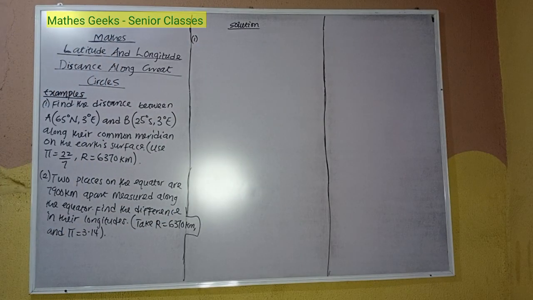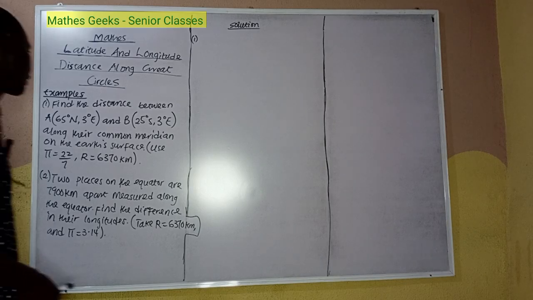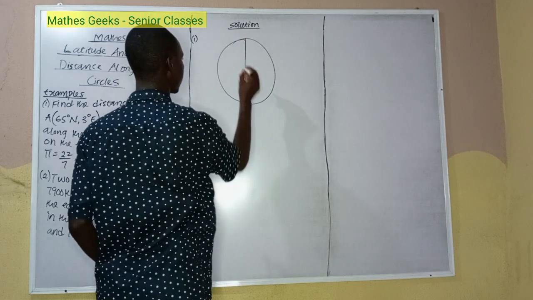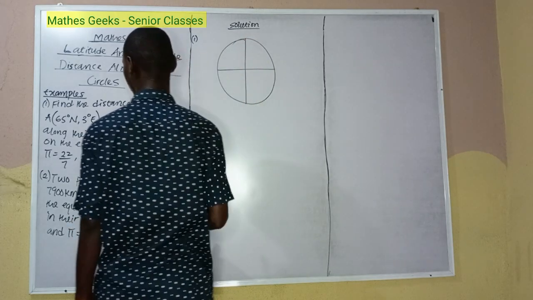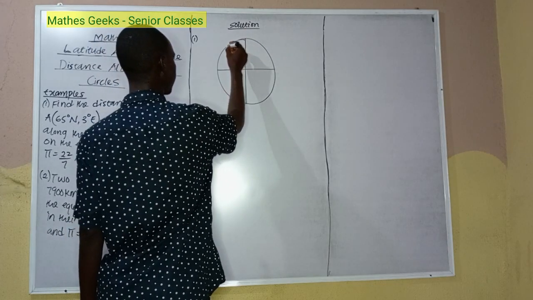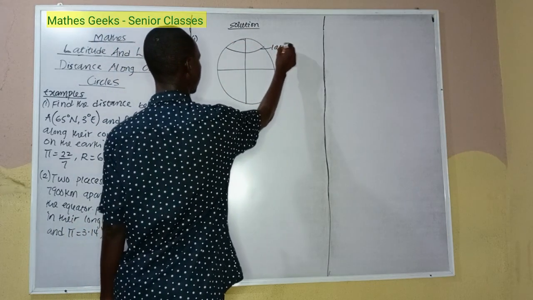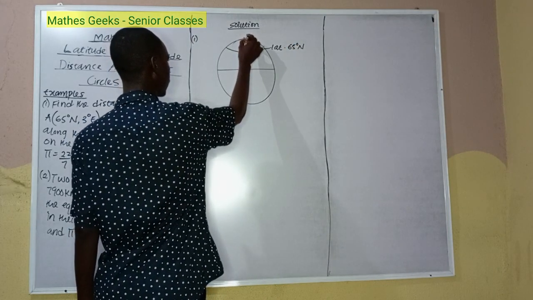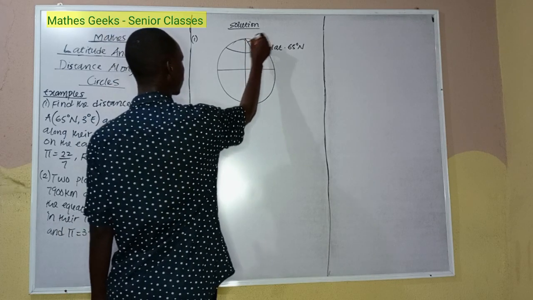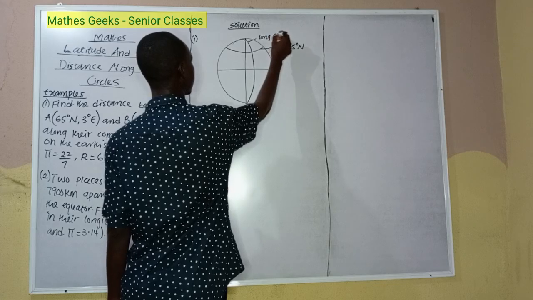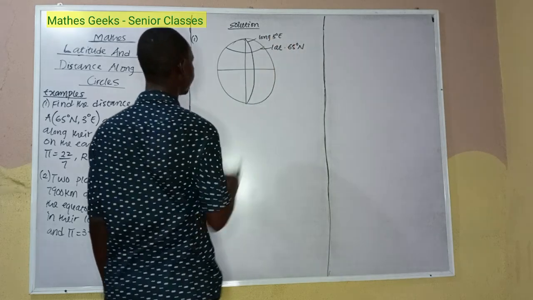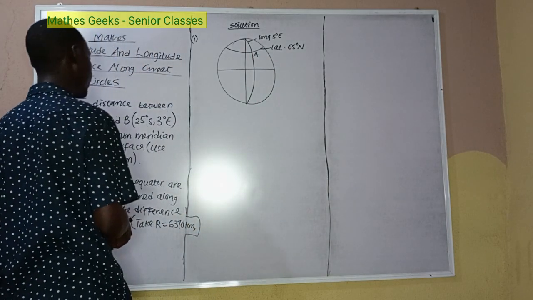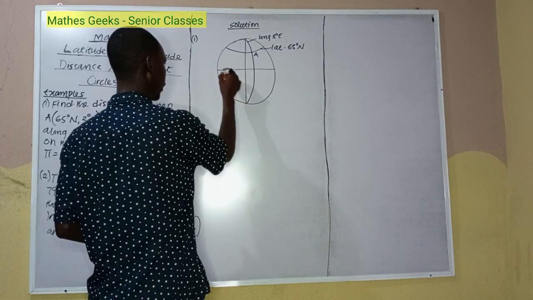Number 1. Find the distance between A, 65 degrees north, 3 degrees east. So A is latitude 65 degrees north, and longitude 3 degrees east. That's A. And then B, 25 degrees south, 3 degrees east.